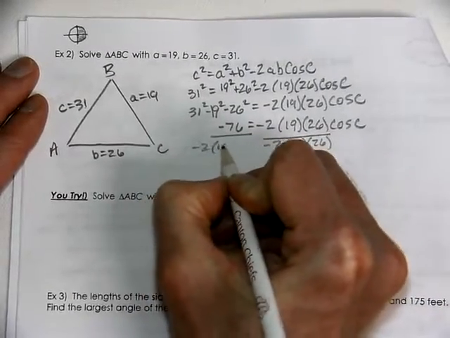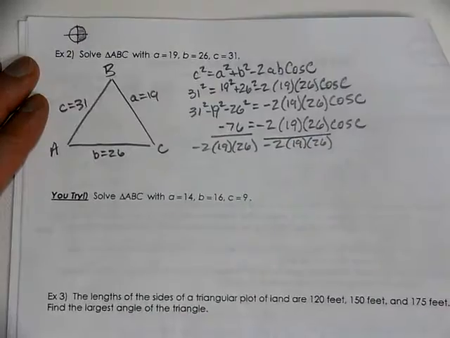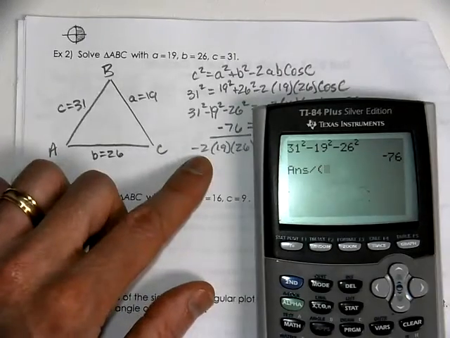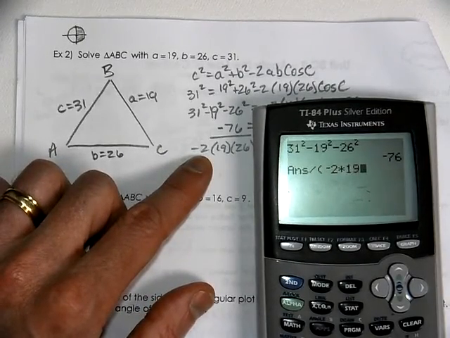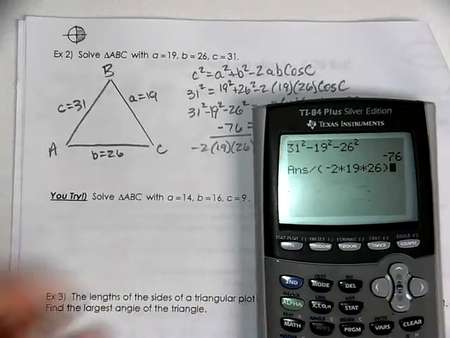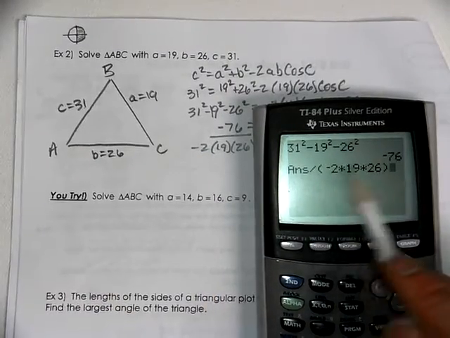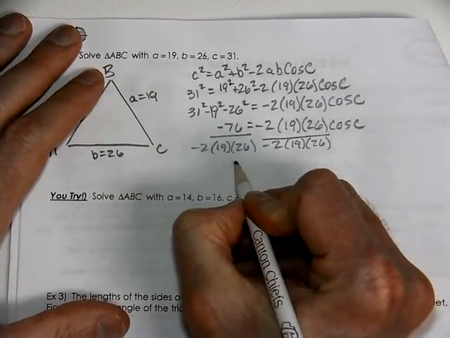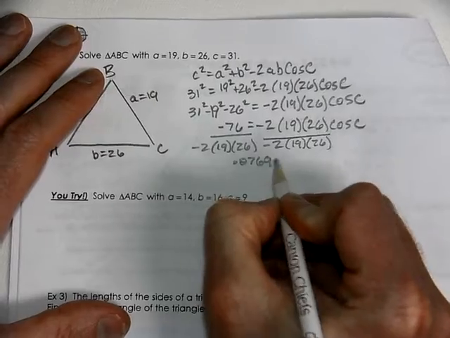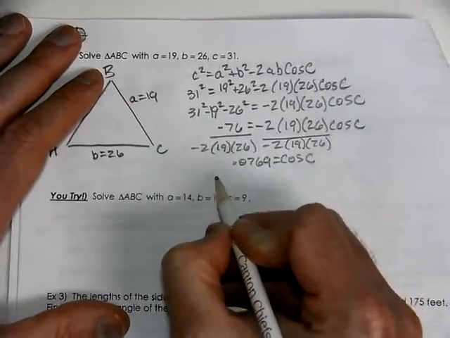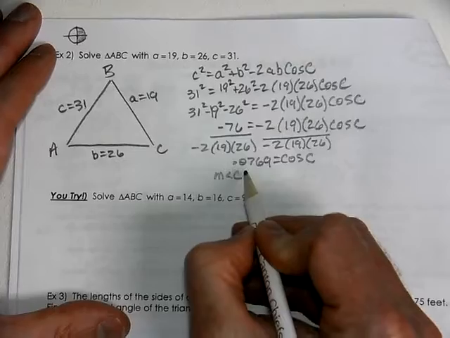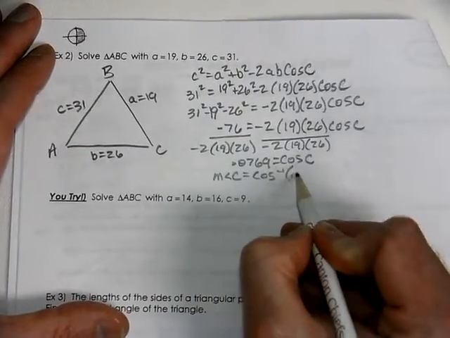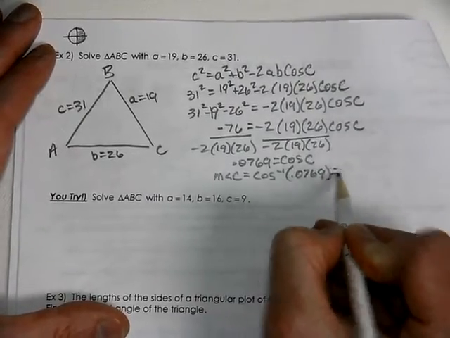And divide by 2 times 19, 26. So we're going to divide, parenthesis, very important, negative 2 times 19 times 26. You need to be sure that you're dividing by all those multiplied together. And that gives you 0.0769, which is the cosine of C. So the measurement of angle C is going to be cosine inverse of 0.0769.